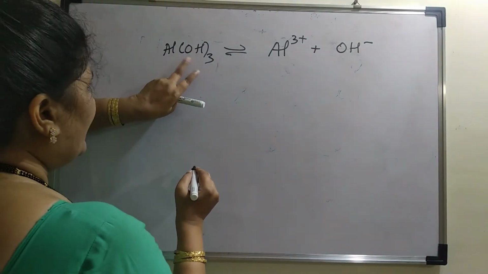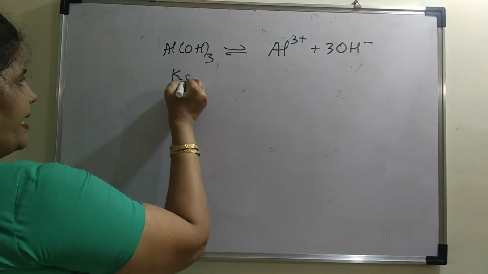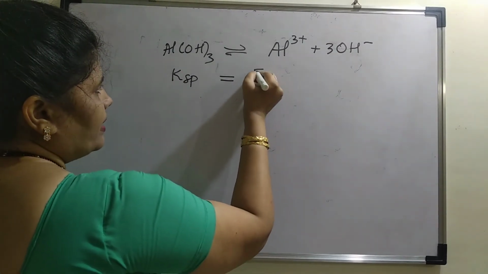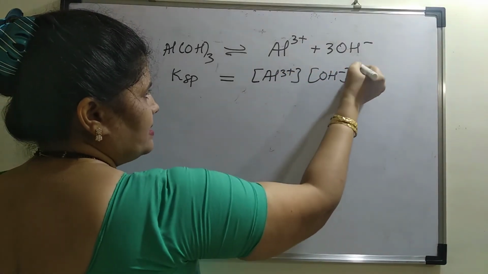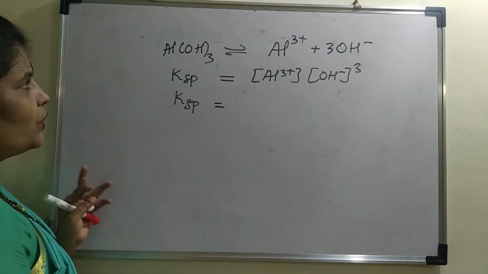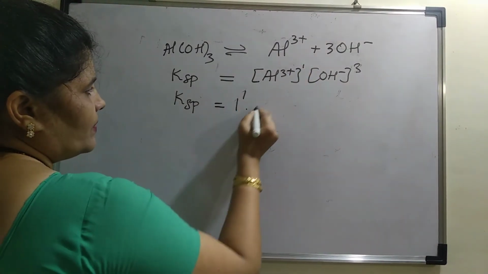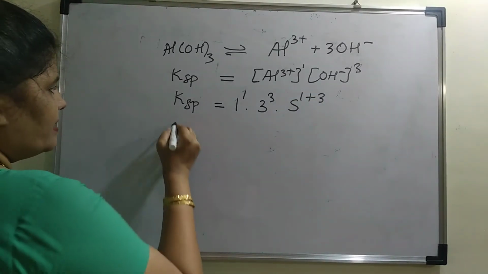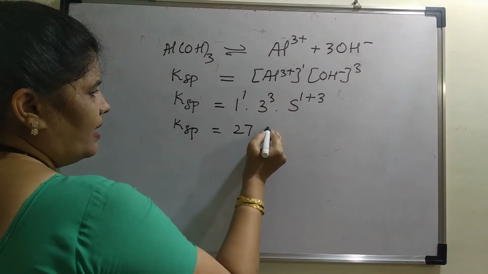Let us balance now. Aluminium will be 1 and this will be 3. Below this I will write Ksp is equal to. Next will be what? Active mass of aluminium 3 plus, active mass of OH minus thrice. Ksp is equal to, this is the complete analysis for the salt we are doing here. So I will get 1 raised to 1, 3 raised to 3, S to the power 1 plus 3. Next, Ksp is equal to 3 raised to 3 is 27, S^4.